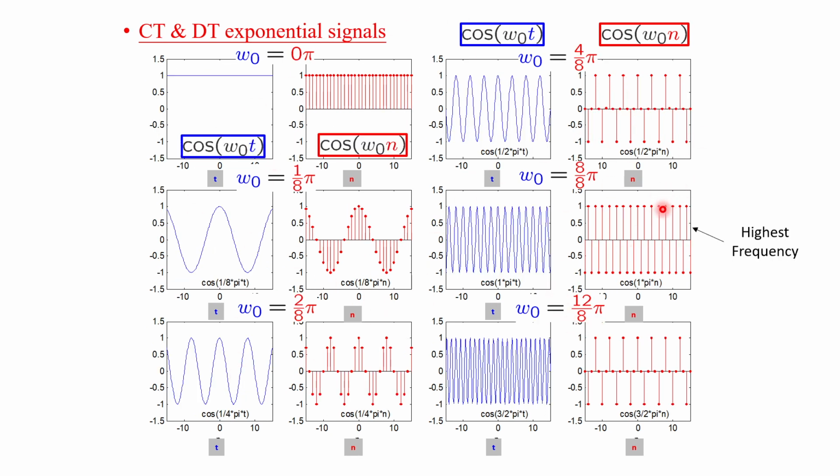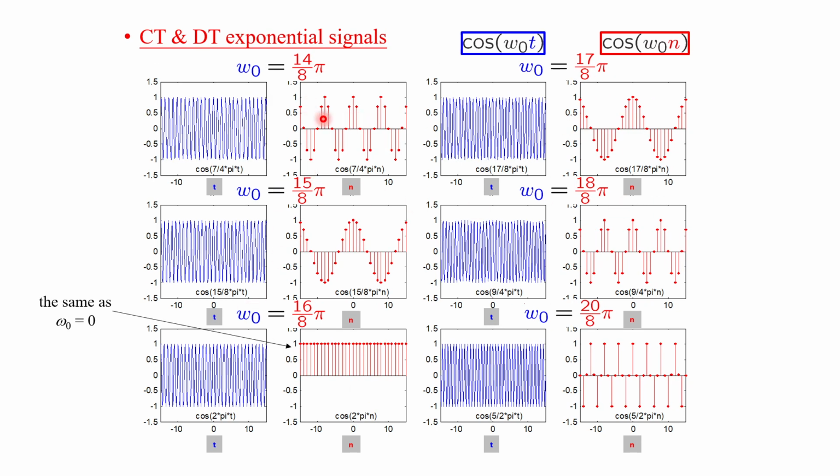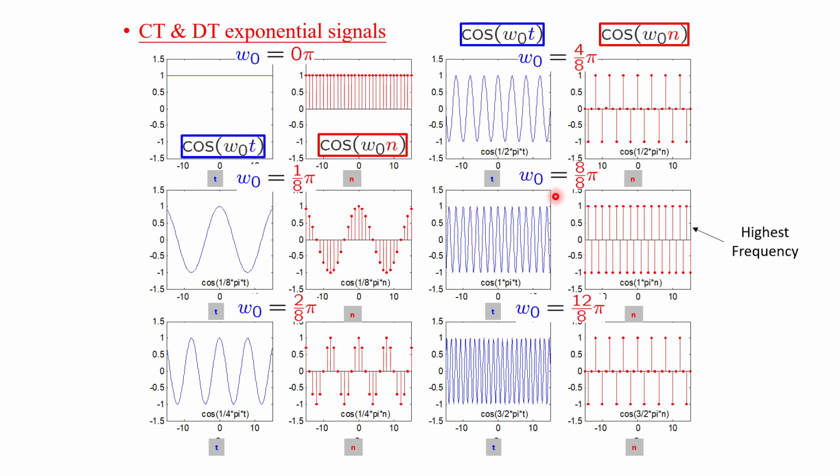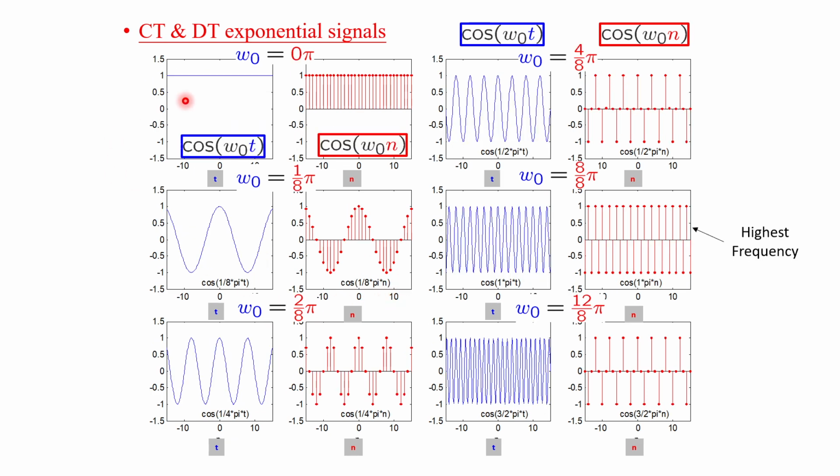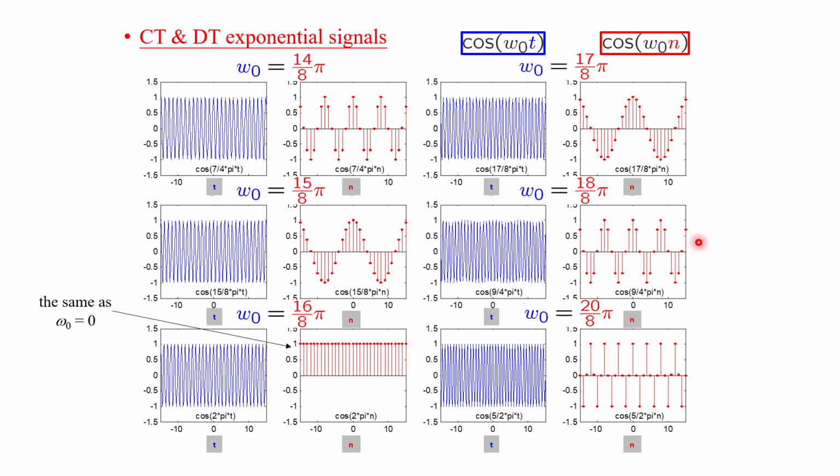If your frequency goes higher, then your picture actually goes back to the same as the lower frequency one. So see from 0 to 2 pi here, and the highest frequency for a discrete signal is at omega 0 equal to pi, and you can see the picture looks like up down up down up down, and that's the highest frequency you can get on a discrete signal.